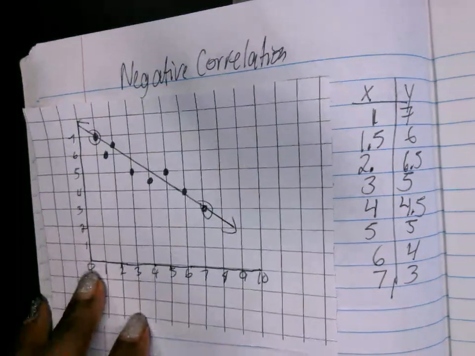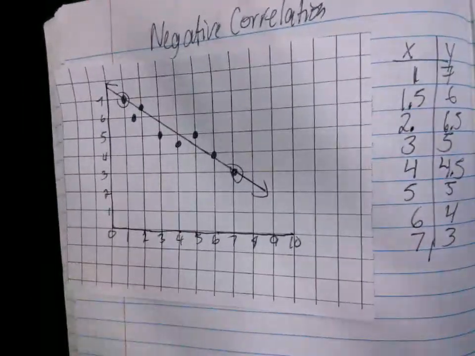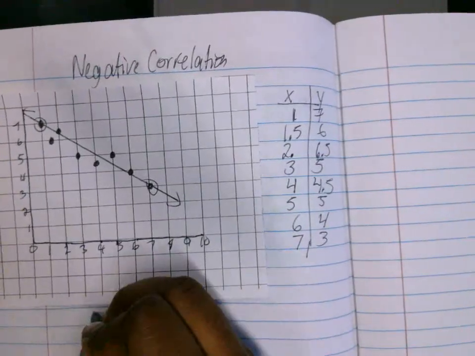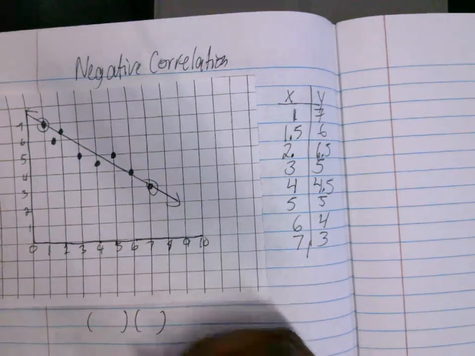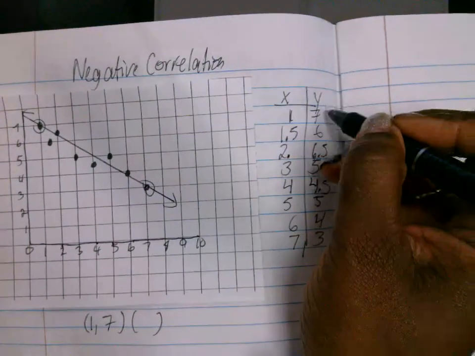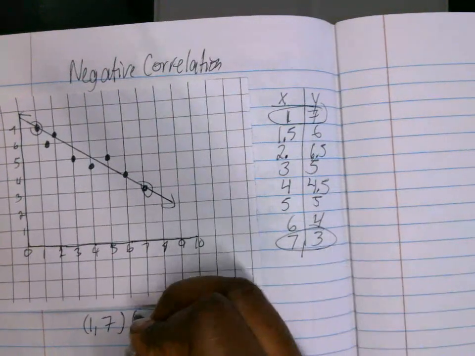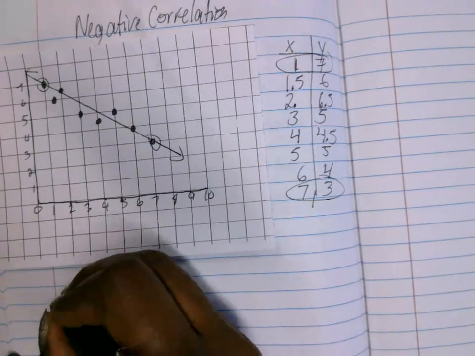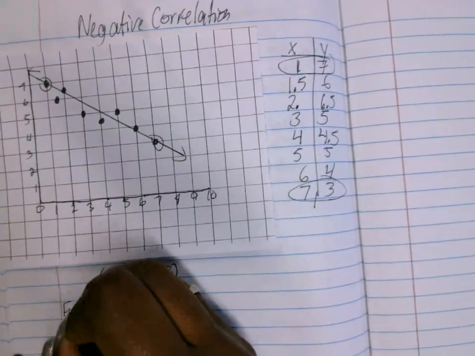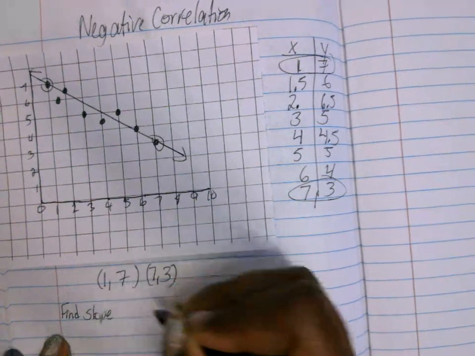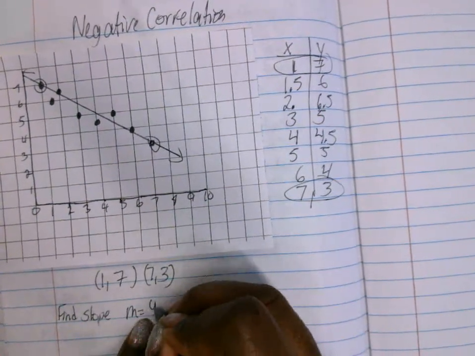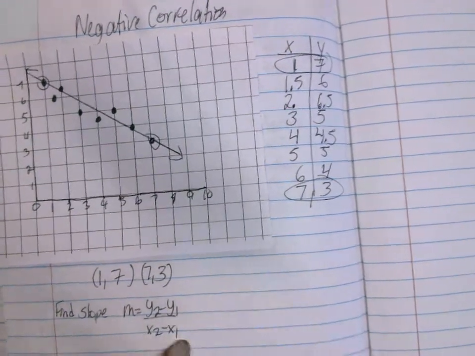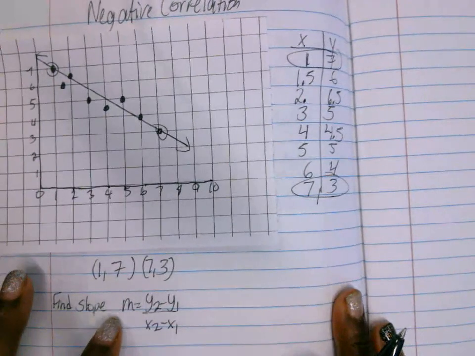All right. So now we're going to find the equation for the line of best fit. So the 2 points that we used: 1 comma 7, and 7 comma 3. The first thing that we do is find the slope: y2 minus y1 over x2 minus x1, and then we're going to find our y-intercept.